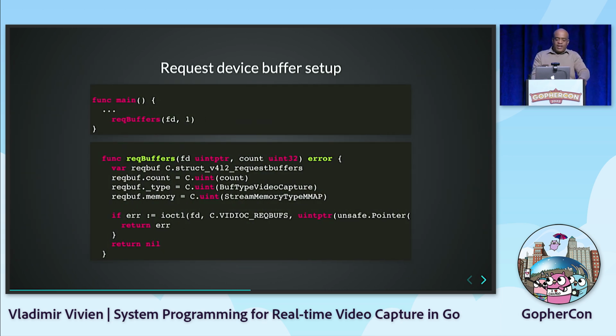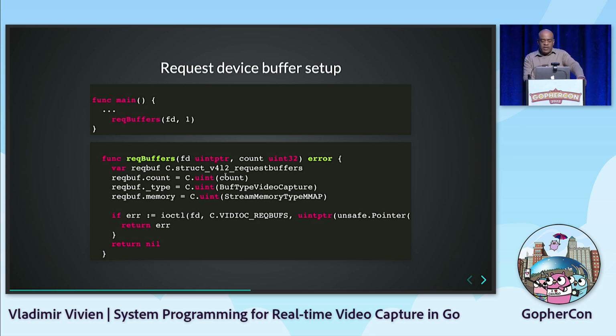Next, you have to request the buffer. You have to ask your device to set up the buffer for you. So that's another IO control call. Same thing here. We use a type that was generated by syscall for us. We fill that in, and here what we're saying is we want one buffer. You can have however many buffers that your device supports. But in this case, we're just capturing one frame.